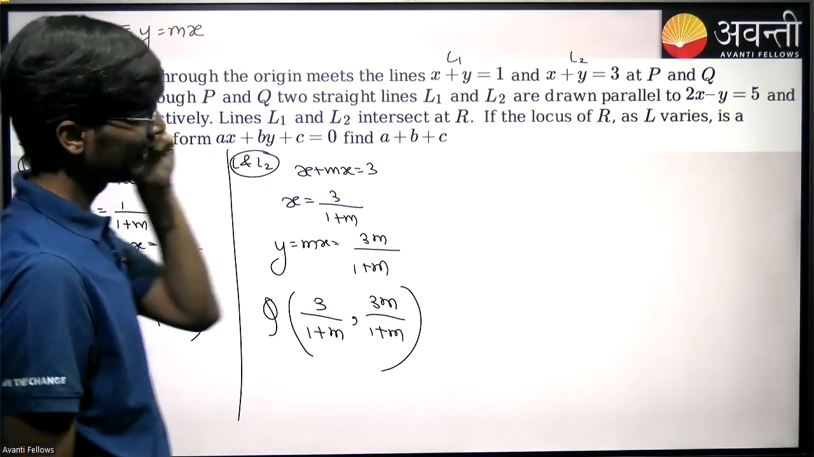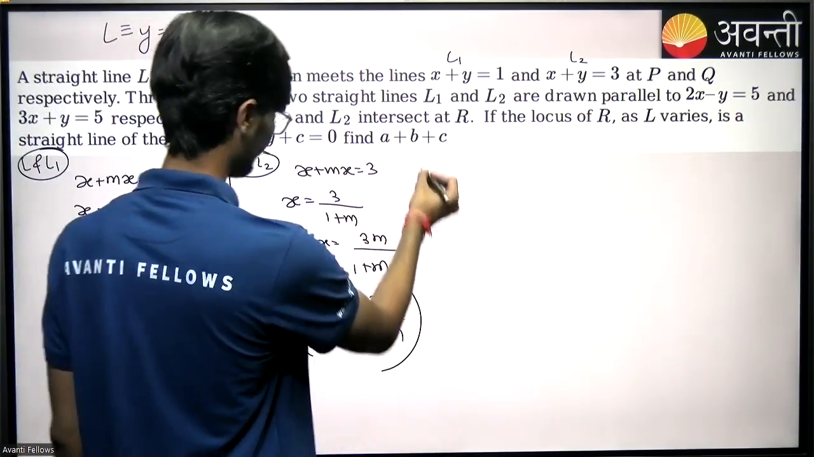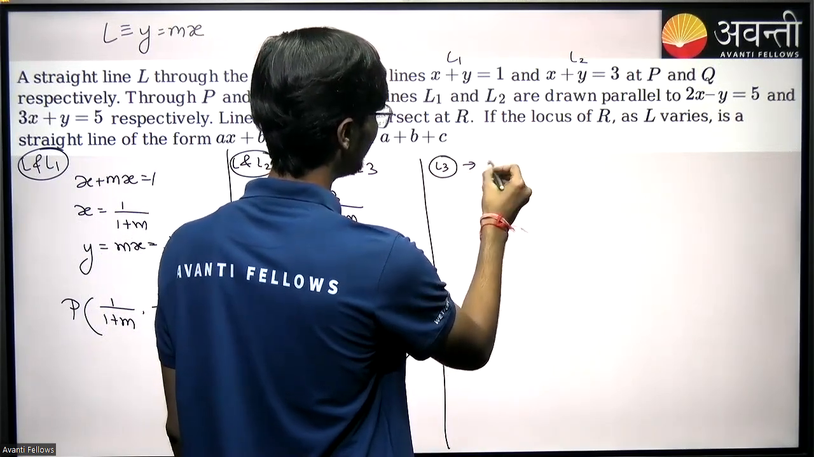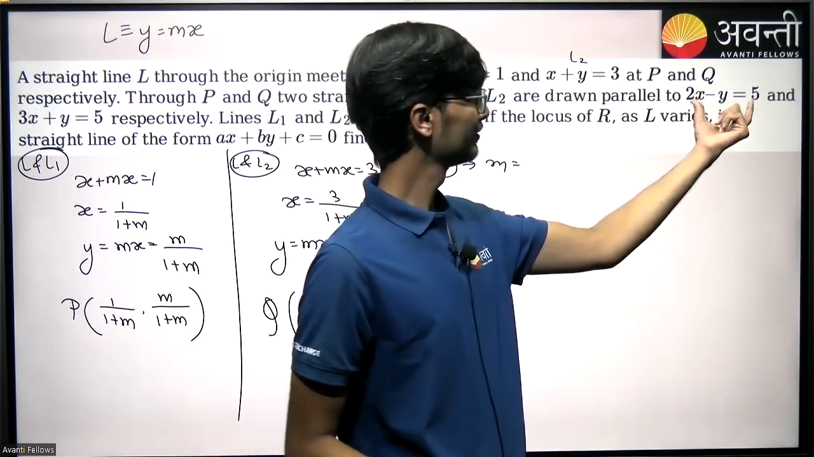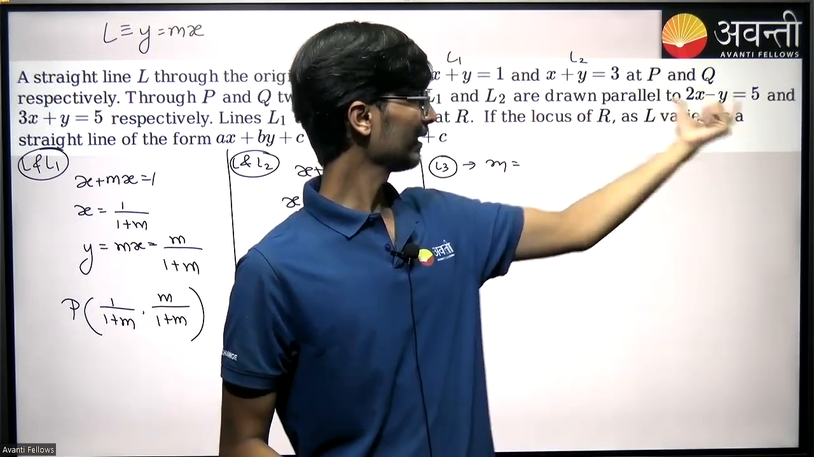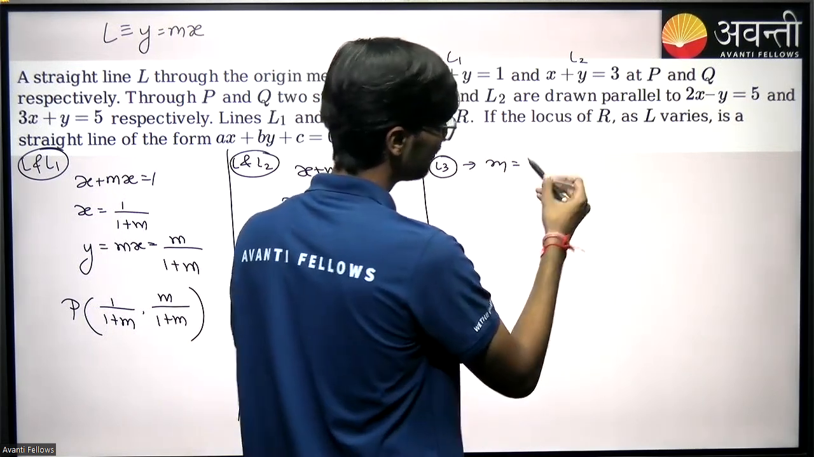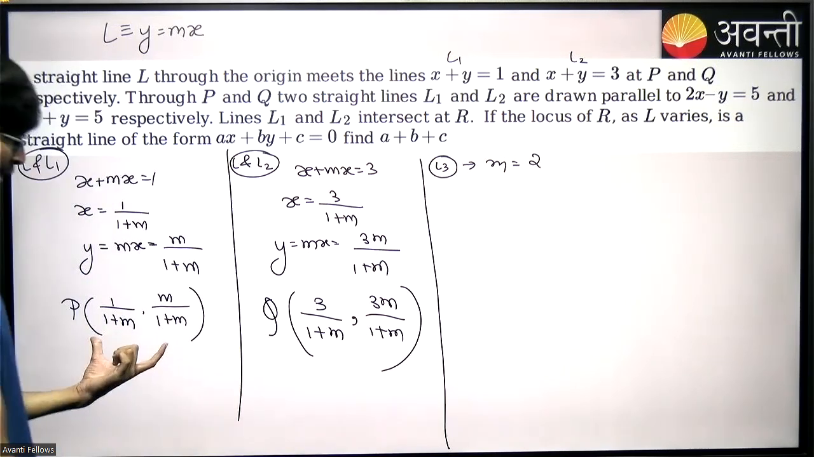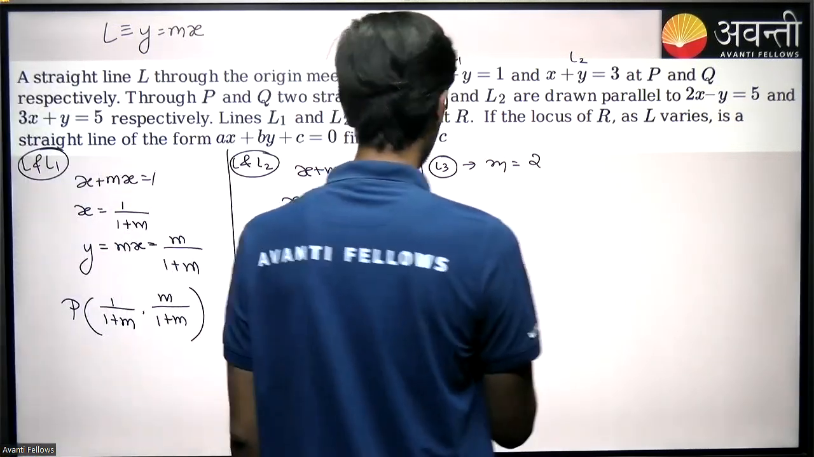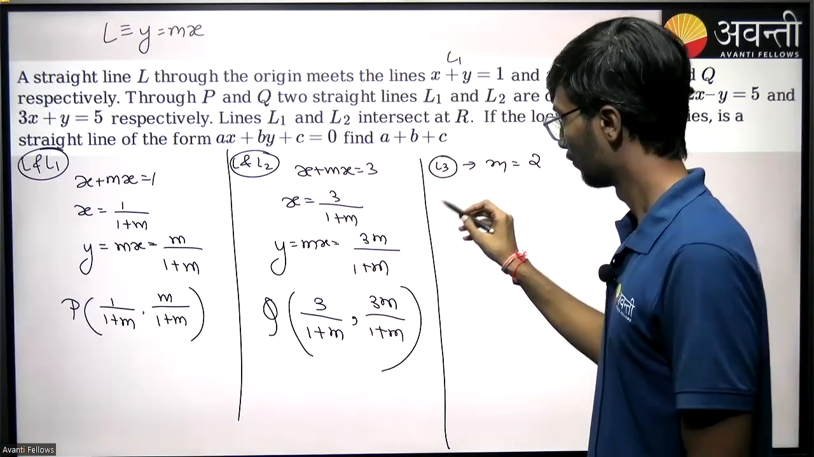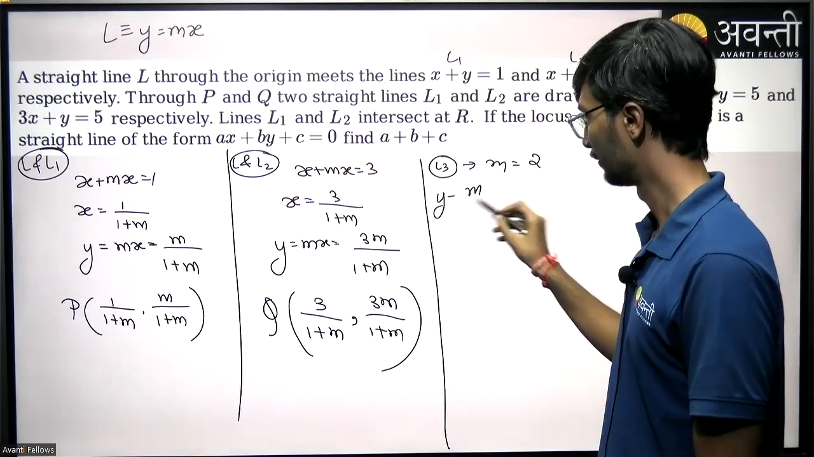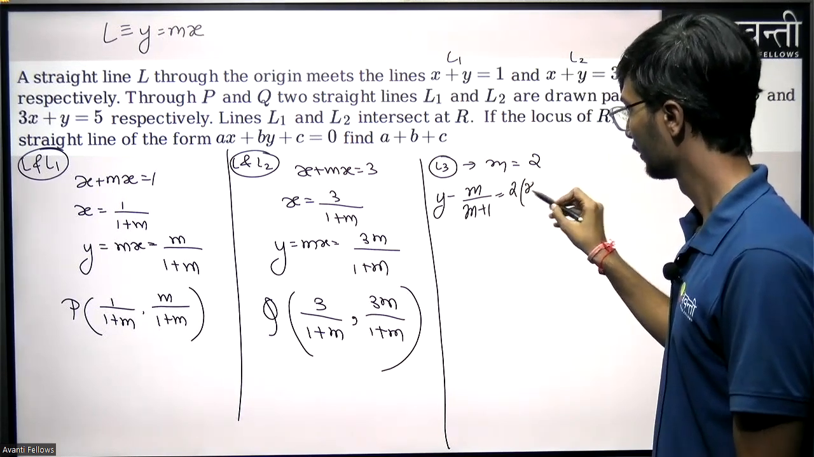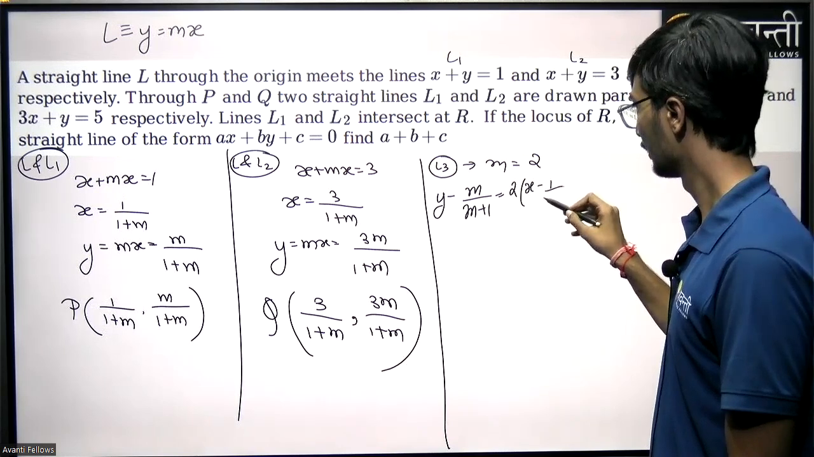Through P and Q, two straight lines are drawn parallel to this. So let those straight lines be L3. The slope of L3 will be equal to this slope. Why? Because L3 is parallel to this. That means the slope of L3 will be 2 and it passes through P. So the point will be this. So let us find the equation. It will be y minus y1 is equal to 2 times x minus 1 upon m plus 1.